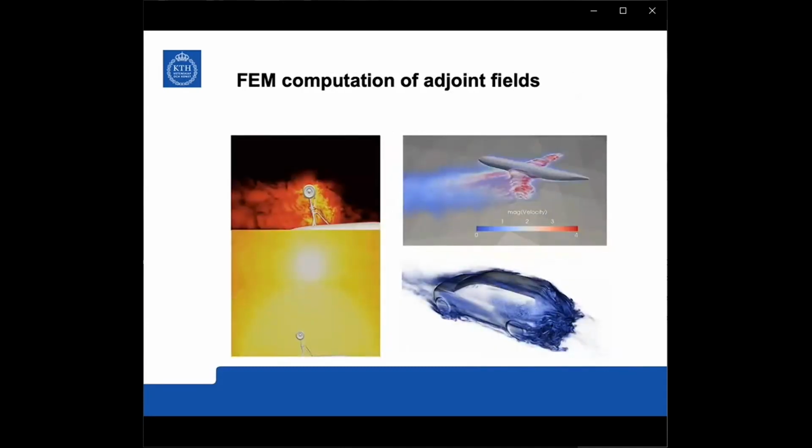Here are 3 examples of adjoint fields, or snapshots of adjoint fields. For the car, we use an output of interest of drag, and for the airplane, both lift and drag, and for the landing gear, we use 2 different outputs of interest. At the top, it is the drag force, and at the bottom, it is the acoustic sources. So we measure the acoustic field at the distance from the landing gear.